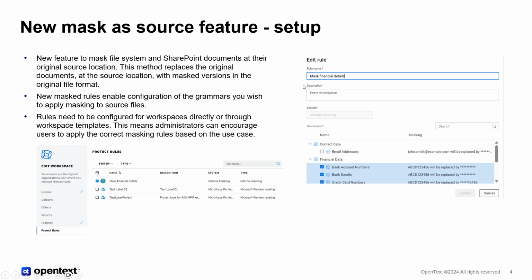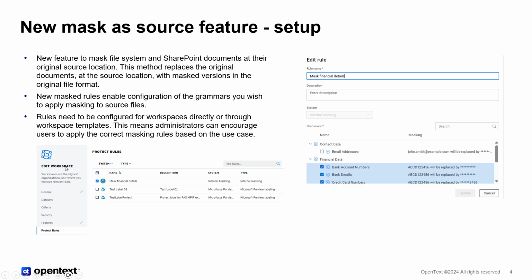Once you've created this as a new rule, you then need to enable that rule on your workspace. You can either edit an existing workspace or a new workspace, or more likely, you will be able to edit a workspace template. And notice this is quite useful because it means that as administrators, you can create these policies against the workspace templates.